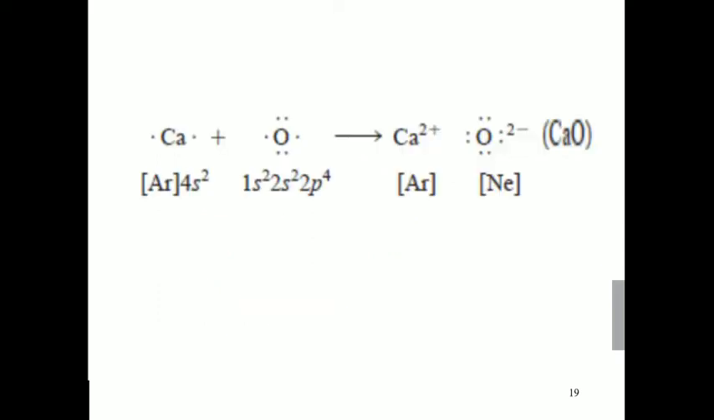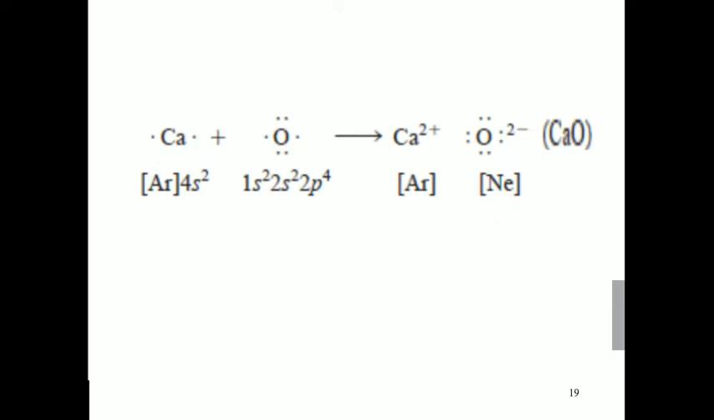Another example is the combination of calcium, another metal, and oxygen, another non-metal. Open and close brackets argon 4s2 is the noble gas configuration of calcium. We have studied this in the previous lesson. Oxygen is 1s2, 2s2, 2p4 ground state configuration. So we have two available valence electrons from calcium to be given up for its stability, while oxygen needs to gain 2 electrons to become stable, to have 8 valence electrons.